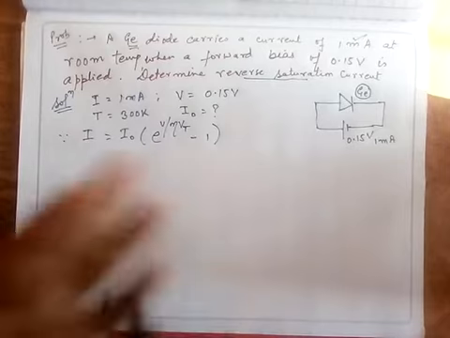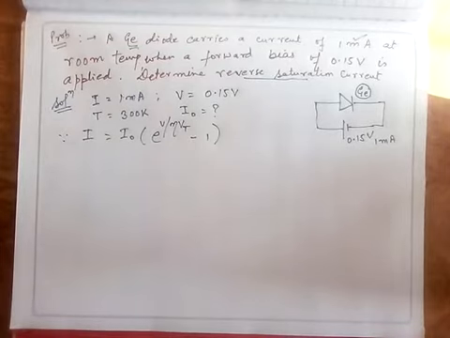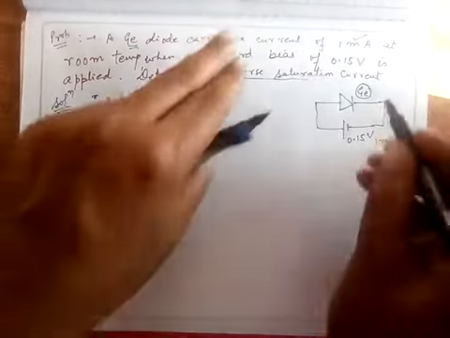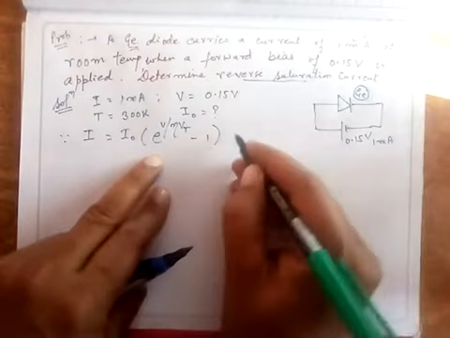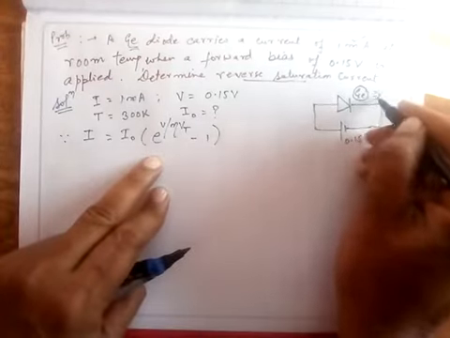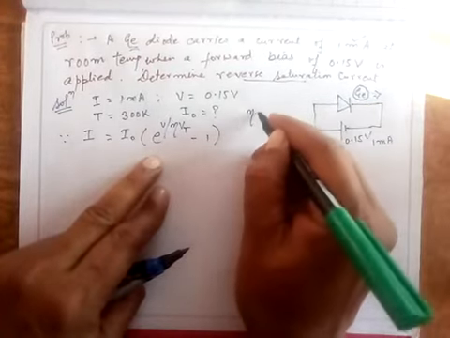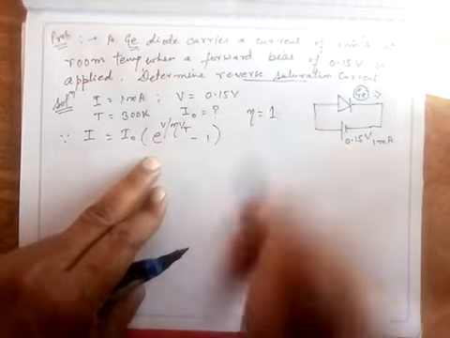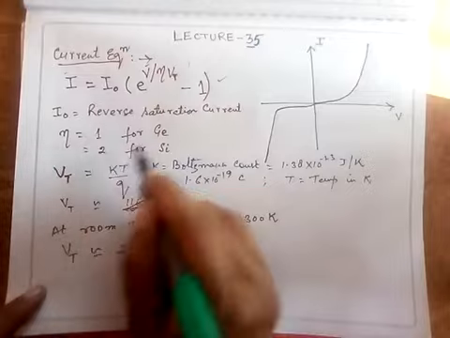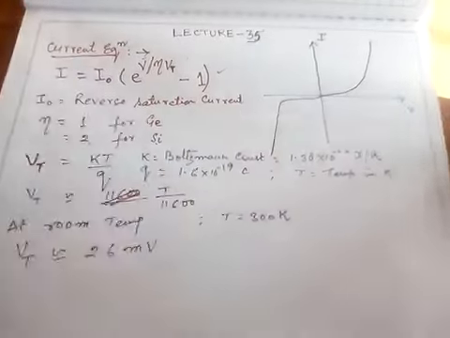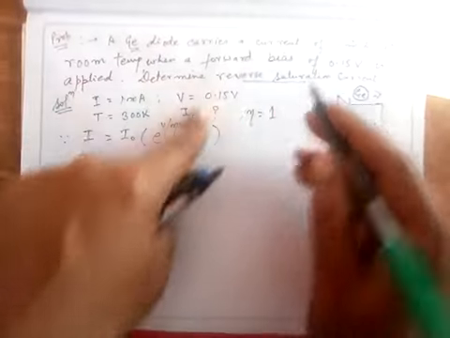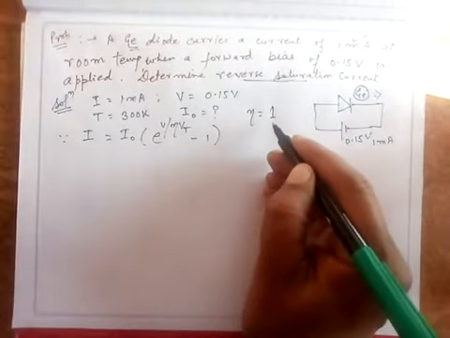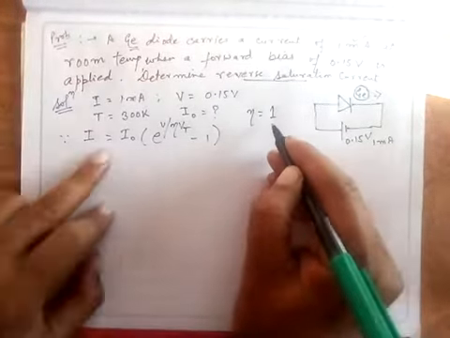Now what is this? Look at the problem. One more thing that I can deduce from here, since it is a germanium diode, is the value of eta. The value of eta will be 1. I have just discussed that the value of eta is 1 for germanium and 2 for silicon. Had it been silicon, then the value of eta would have been 2. So it is equal to this much.